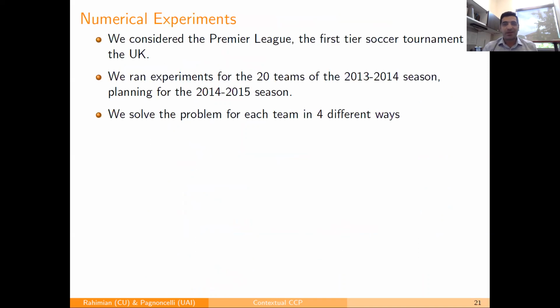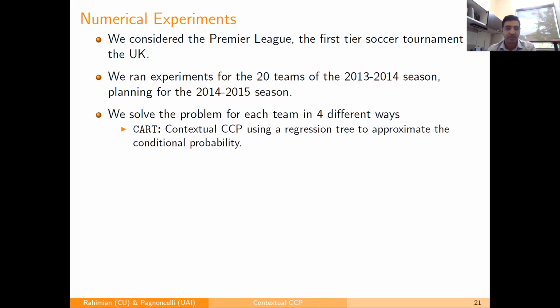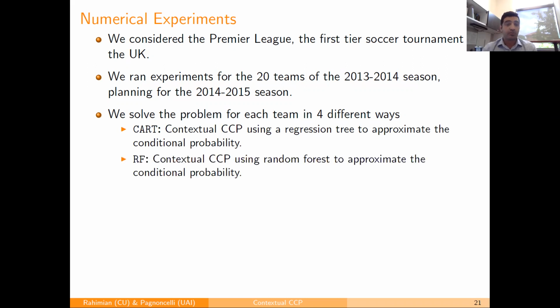All right, so I explained the problem in the context of basketball, but this is not something that we did. We used data from the Premier League, the soccer tournament in the UK. We looked into the 20 teams playing in the season of 2013-2014 in order to plan for the next season. We solve each problem for each team in 4 different ways. We use CART in order to form the contextual chance constraint. We use random forest to form the approximated problem.